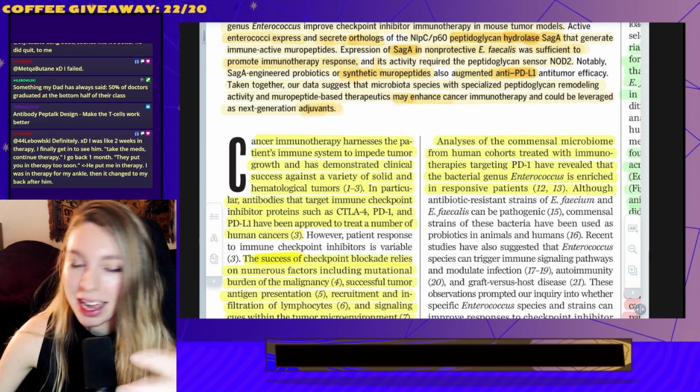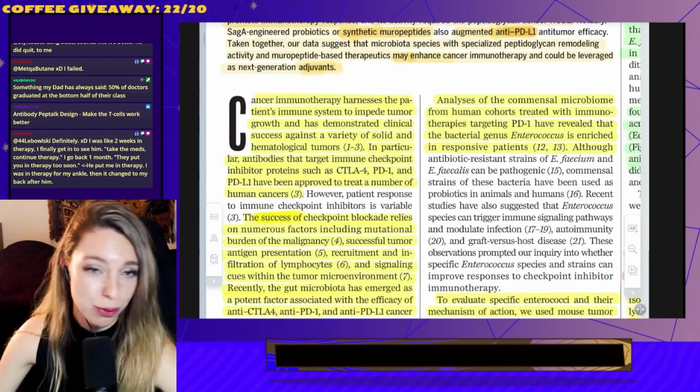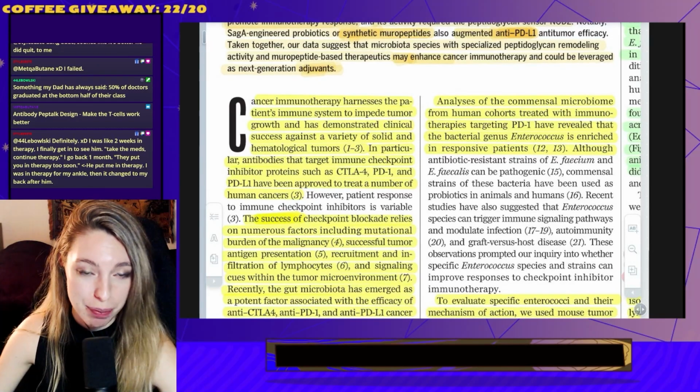Okay. Ultimately, that's the goal of this paper, to figure out what about the bacterial cell wall is making the T cells better.